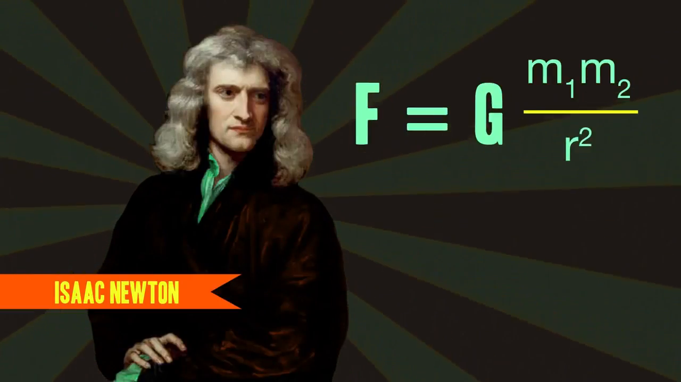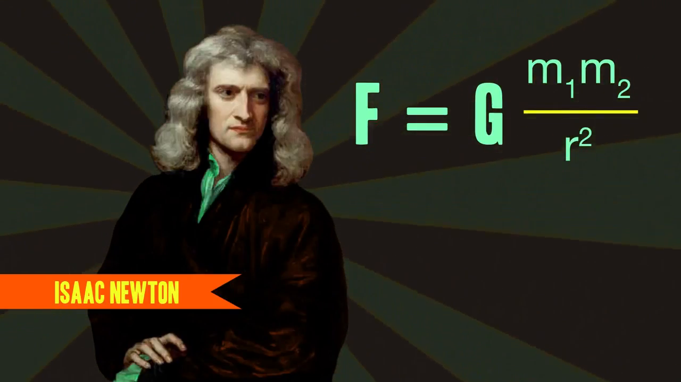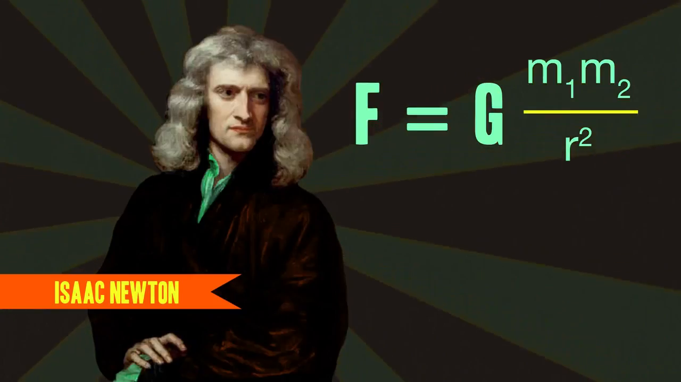But the strength of this attraction depends on the objects' masses and the distance between them. The more massive an object, the greater the gravitational force it exerts on another, and the force decreases rapidly the farther apart the two objects are. Isaac described it this way: the force of gravitation is proportional to the product of the objects' masses and inversely proportional to the square of the distance between them.